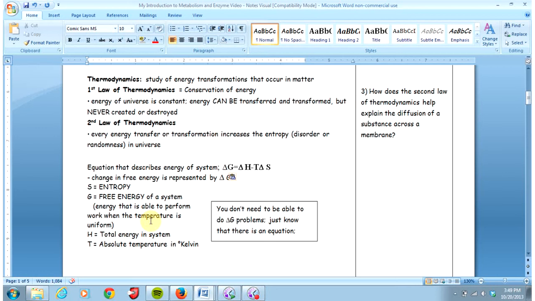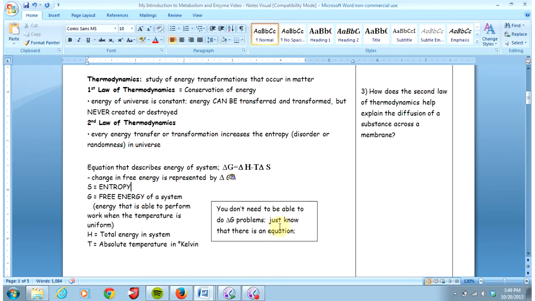The change in free energy is dependent on several things. The total energy in the system. So this includes heat energy. It isn't just the energy that's available to do work. Also the temperature, and we're measuring temperature in degrees Kelvin. And then S, the entropy in the system.